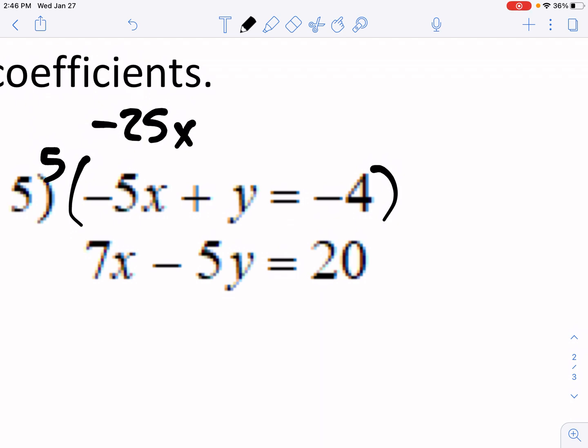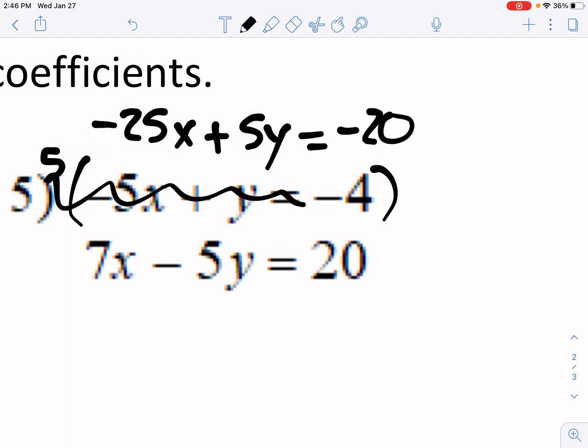5 times y gives me positive 5y. And 5 times a negative 4 is going to give me negative 20. Now, in this new equation, I have opposite coefficients, a positive 5y and a negative 5y. Now we can add these together like we did in the last video.